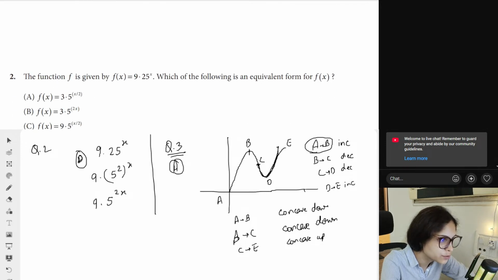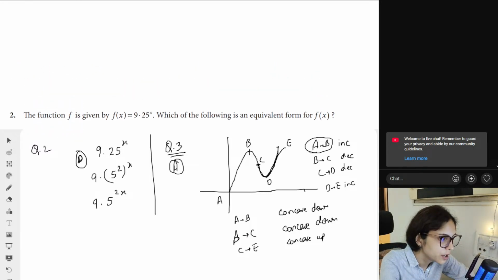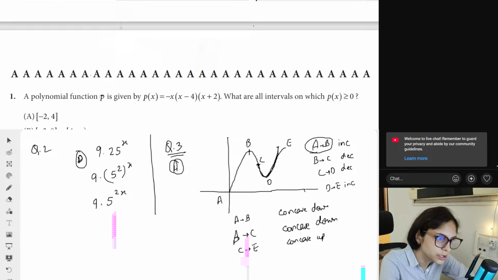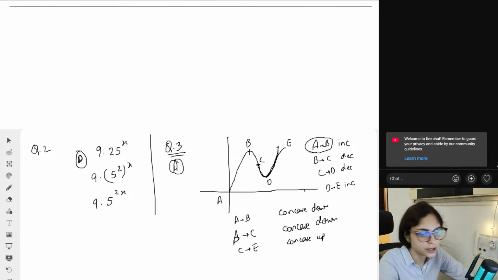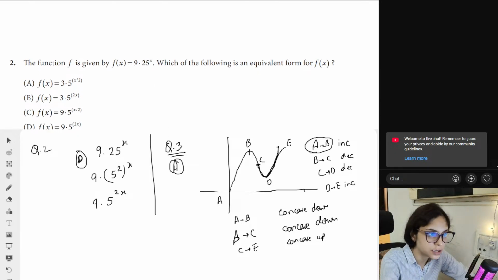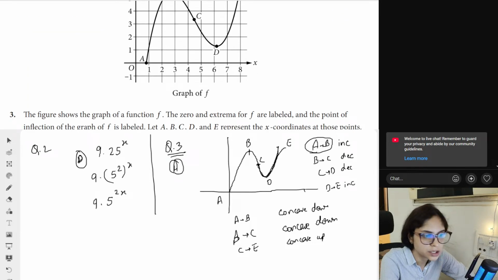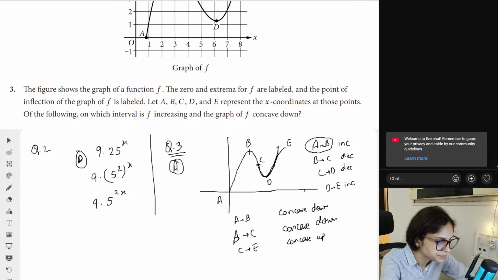The second question was from exponential. So here you'll have to apply the properties of exponents. 25 can be written as 5 squared. And the first question was again from polynomial inequalities. So far we had polynomial inequalities, equivalent representation of exponential functions, that is unit 2, and this question is again from unit 1, where you have to find whether it is increasing and concave down.